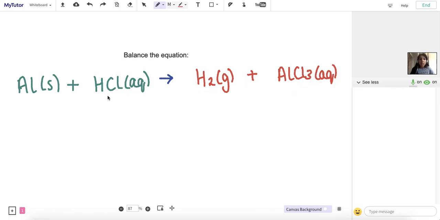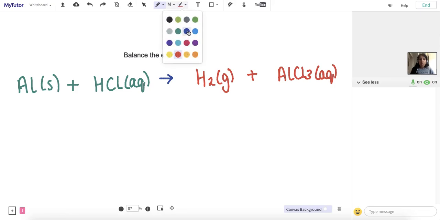If we look at the state symbols, we start with aluminium as a solid. We add that to hydrochloric acid, which is aqueous, that's because it's hydrogen chloride dissolved in water, and we form a gas of hydrogen and a solution of aluminium chloride. So to start balancing, we need to know what is unbalanced.